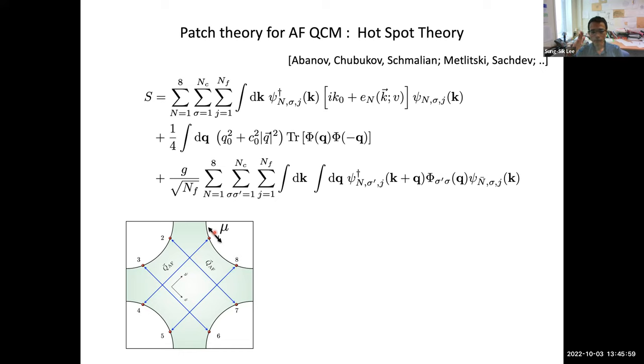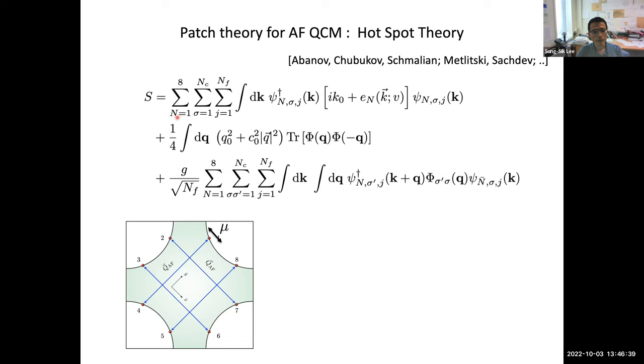And then away from this hotspot, in order for the electron to interact with the spin fluctuation, it has to either absorb or emit a collective mode with momentum away from pi pi, or it has to scatter into a state away from the Fermi surface. So therefore, one may focus only on those electronic degrees of freedom near the hotspot. And that's the hotspot theory. So here I have written down the action.